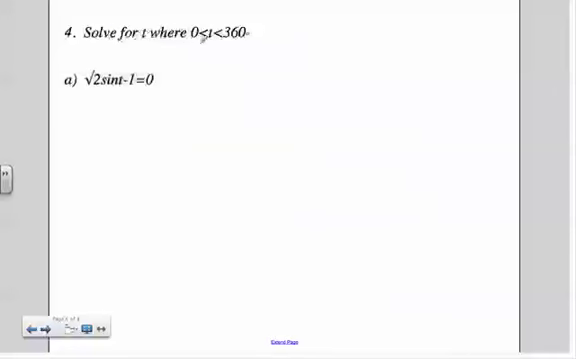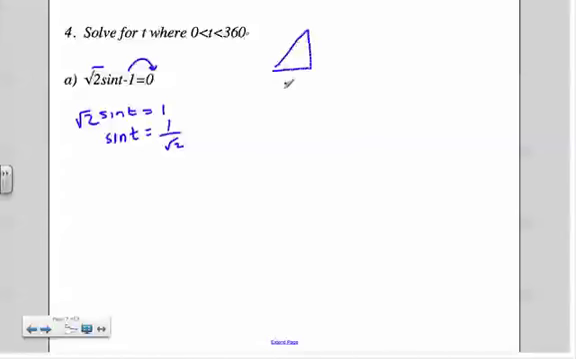Now we're going to solve for t in between 0 and 360 degrees and figure out root 2 sine t minus 1 equals 0. What angles for t will make this work? First thing I'm going to do is solve it like a normal equation. So I'm going to bring the 1 over and add it or make it positive. 0 plus 1 is 1. Then the root 2 is multiplying the sine t, so I'm going to divide it. So now I want to know what angles have a sine of 1 over root 2. Hopefully 1 over root 2 kind of rings a bell. It's back to our 45-degree triangle.